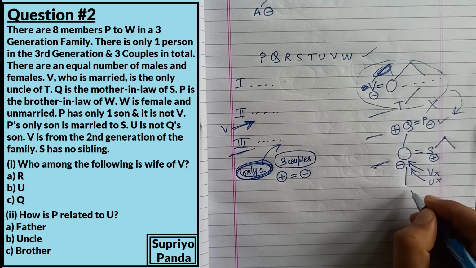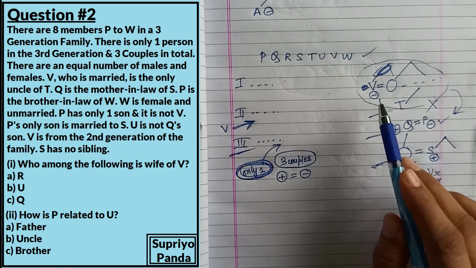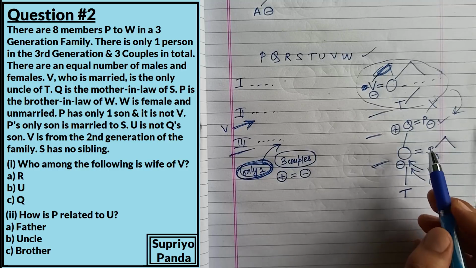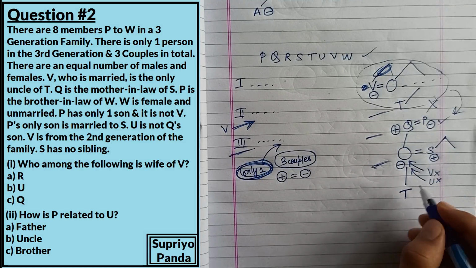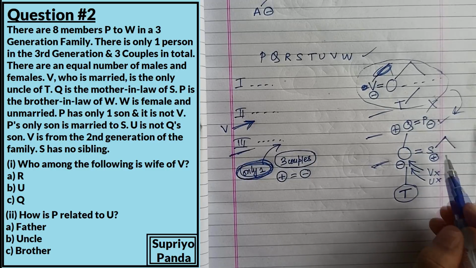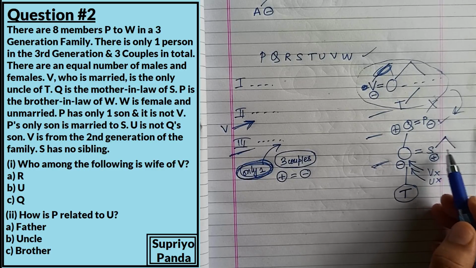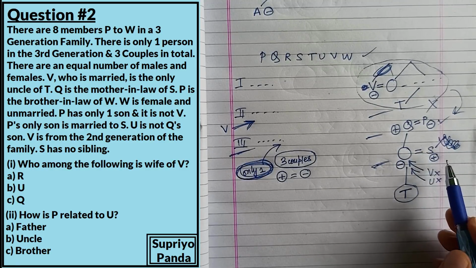So T, you can have T over here. Let's say over here you have T, and the V, if you are trying to fit as an uncle, right? Because we have been told that V, who is married, is the only uncle of T. Fine. So only uncle, if you are talking about, the uncle can be somebody who is in the family of S. So it could be S's brother or somebody, but they have told that S has no sibling. So there is no possibility of S having any sibling.